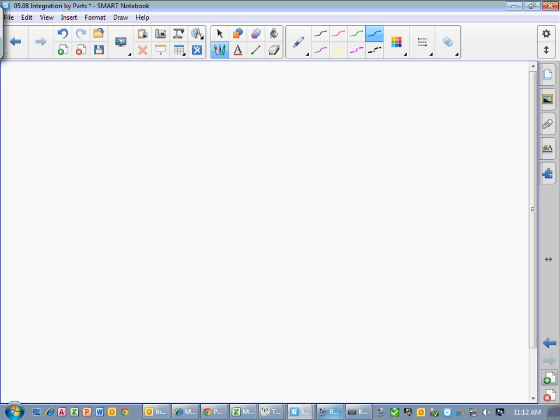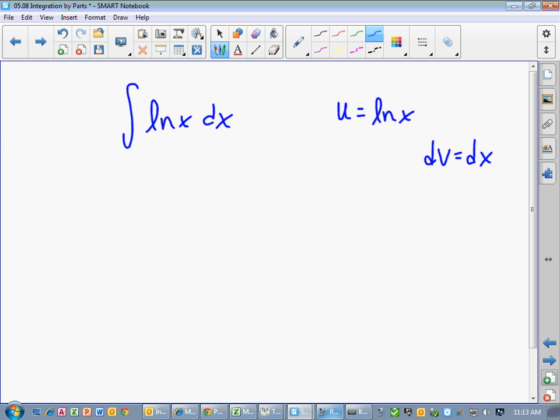Okay. So let's go back to our initial question. It said, what's the integral of the natural log of x dx? Okay. Now, based on LIPET, what's my u? Well, and what's the only thing that's left? dx. Right? So dv is dx. So what is du? And what is v? The integral of dx is x.